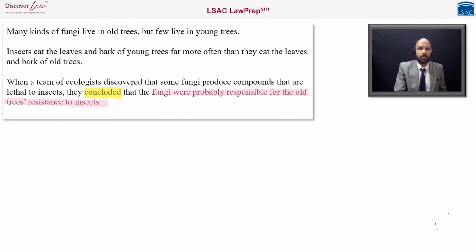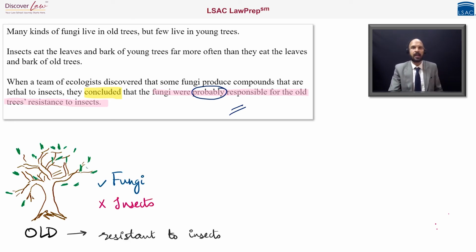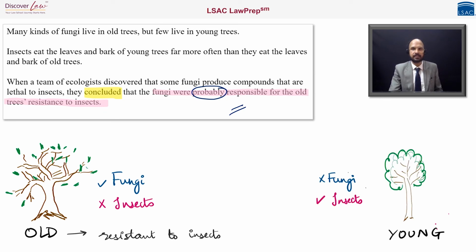Okay, when you see something like "probably," this is again another word that reflects opinion and therefore points towards this thing being the conclusion. Let us see this in some detail now. Let's say you have the old trees and you have the young trees. Now what you see here is that the fungi live in old trees but not so much in young trees. So you have many kinds of fungi in the old trees and not so many in the young trees.